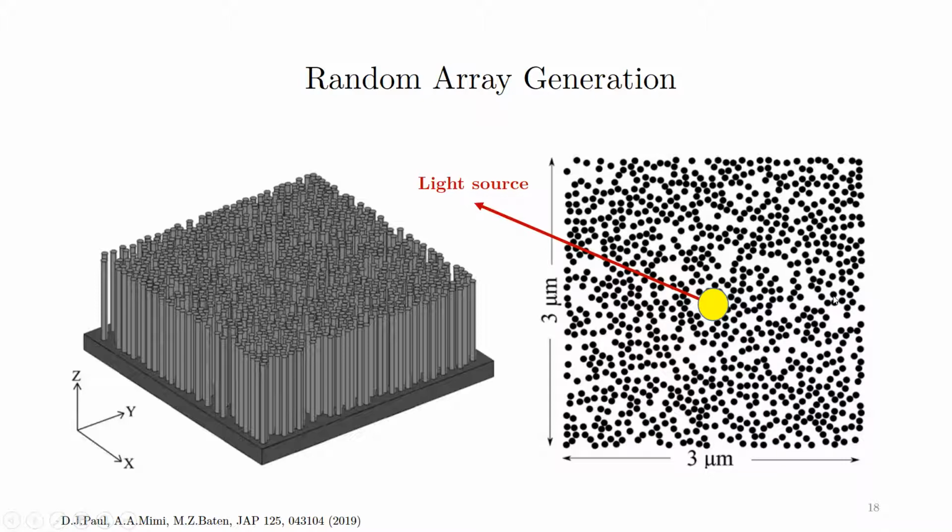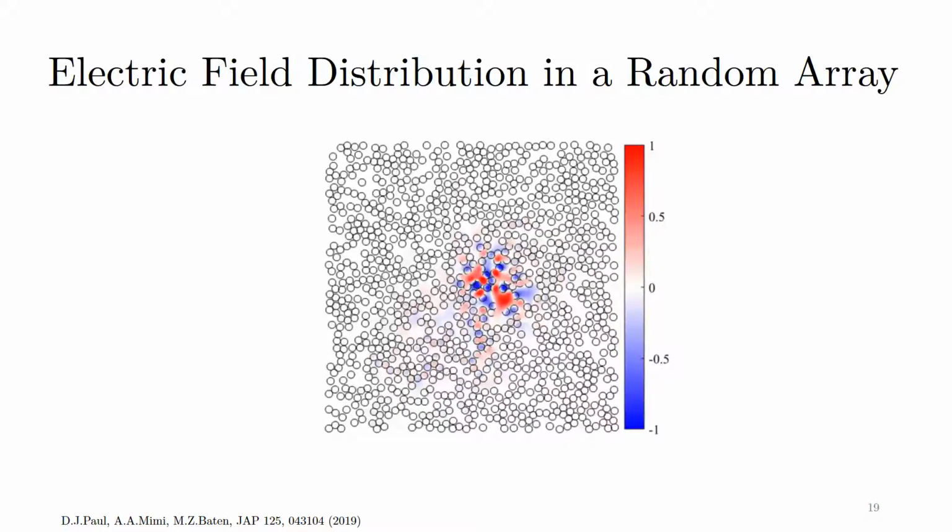Basically, we had in mind the experimental work that I had seen back in 2014. So can we see similar kinds of things? And the result that we got was something like this. This is the electric field distribution of the random array. The red and the blue colors that you can see represent the maximum and the minimum of the electric field.